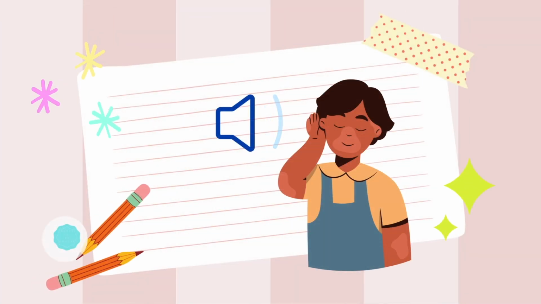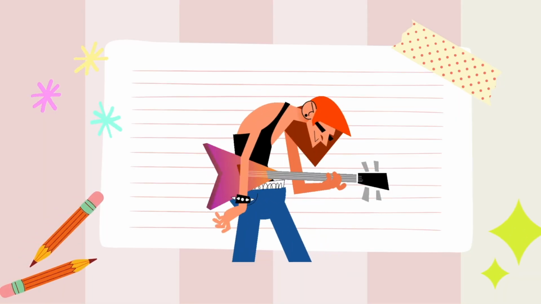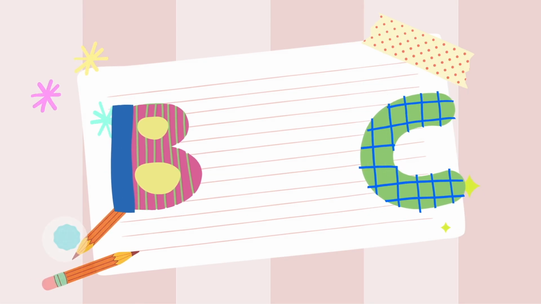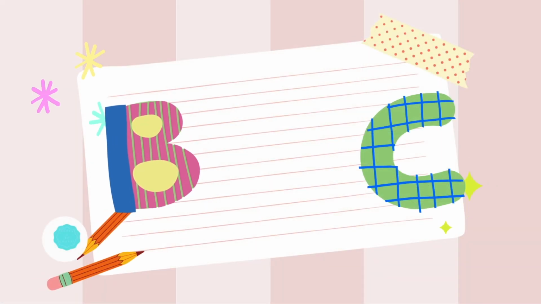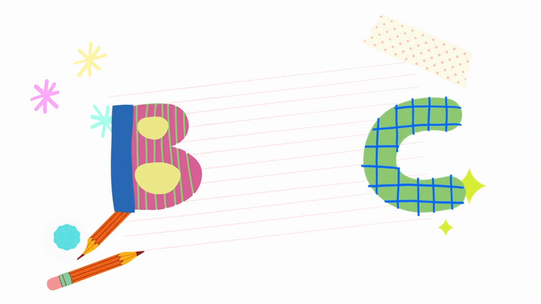Letter sound match. Listen to the word's beginning sound and move toward the letter that matches that beginning sound. We are focusing on B and C. B goes /b/, /b/, and C goes /k/, /k/.